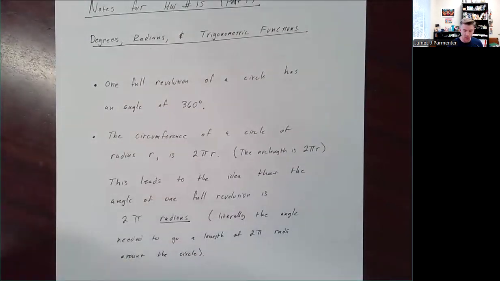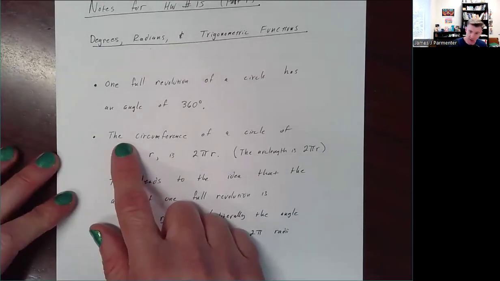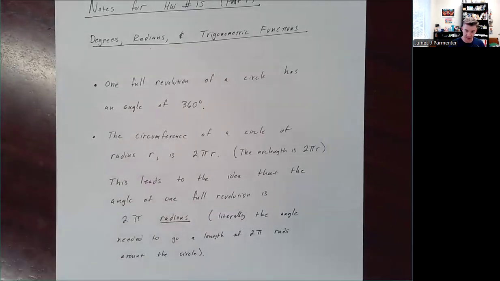So there's this idea that one full revolution of a circle has an angle of 360 degrees. Kind of an arbitrary choice. It was probably picked because it was close to the number of days in the year, and also because it's divisible by a lot of different numbers, right? 360 is divisible by 2, 3, 4, 5, 6, 8, 9, 10, 12, 15, 18, 20, lots of numbers. So the angle for a circle is 360 degrees.